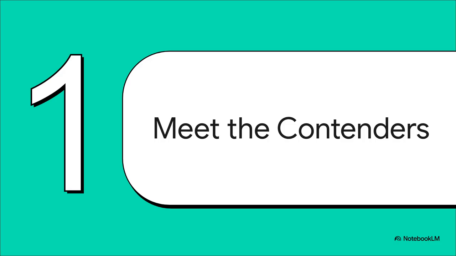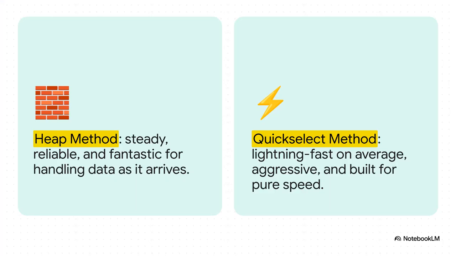Okay, so how do we actually solve this thing efficiently? We're going to look at two classic battle-tested champions from the world of algorithms. So let's meet our contenders. In one corner, we have the heap method. Think of it as the steady, reliable pro. It's fantastic at handling data as it comes in piece by piece. And in the other corner, we have the quick select method. This one's the speed demon. Lightning fast on average, super aggressive, and just built for raw speed. Both are brilliant, for sure, but they have totally different ways of getting the job done.